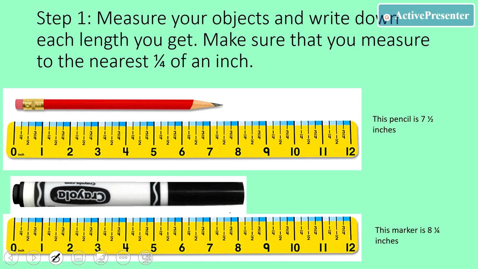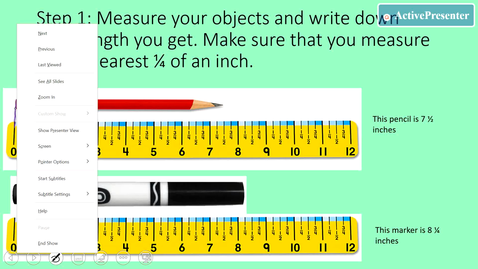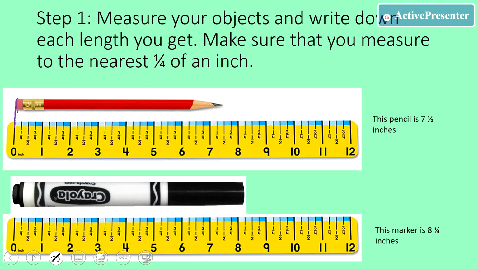Okay, first thing you're going to do is measure your objects and write down each length you get. Make sure that you measure to the nearest 1/4 of an inch. So look at this. I want to make sure when I measure that I line up the one end of my object with 0, and then I want to see where the other end goes to. And I see it goes to this half right here, but it's next to the 7. So this pencil is 7.5 inches long.